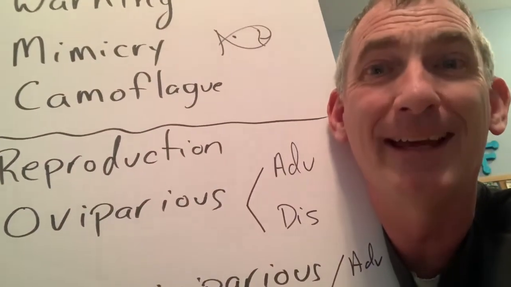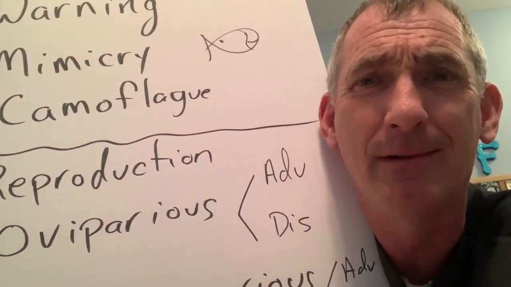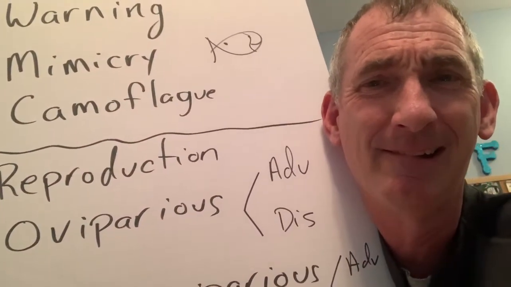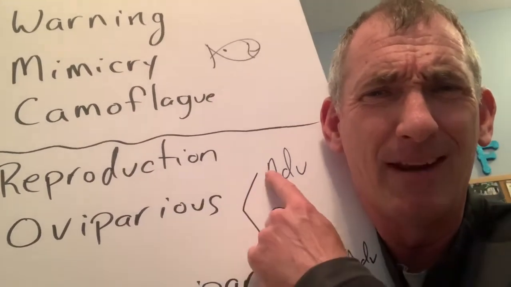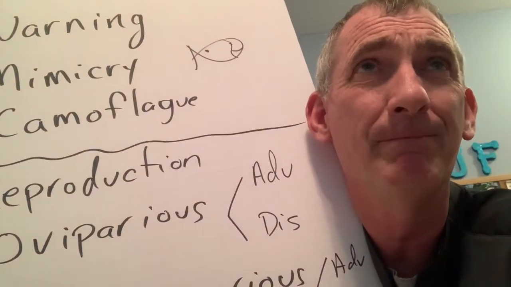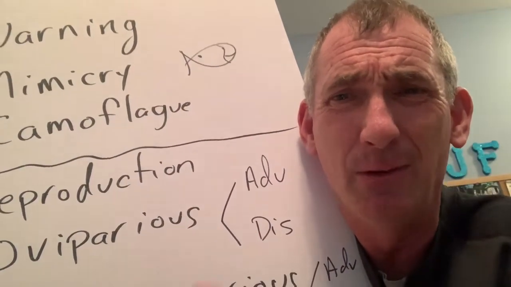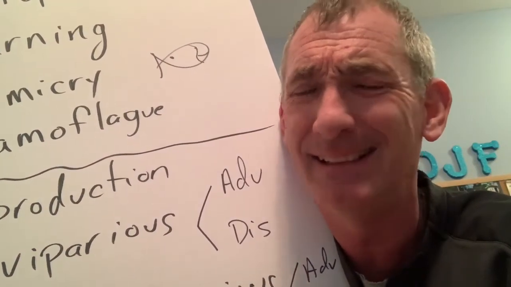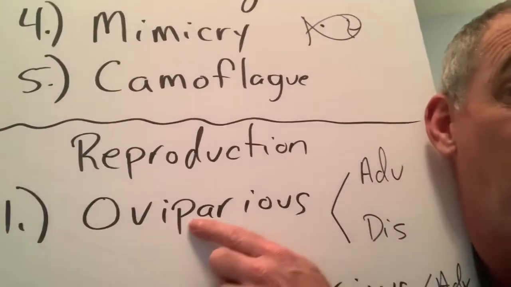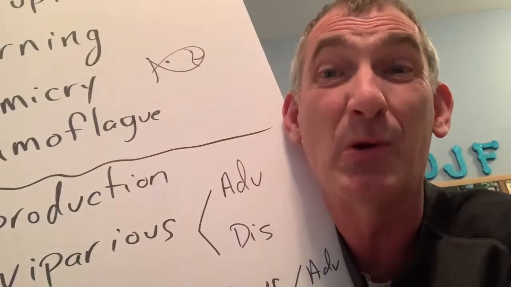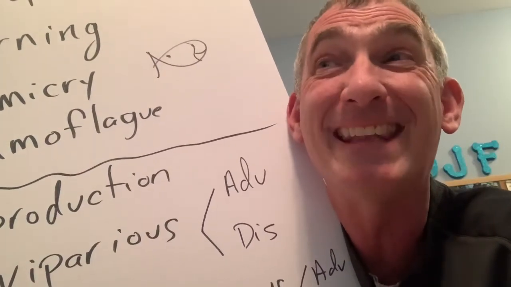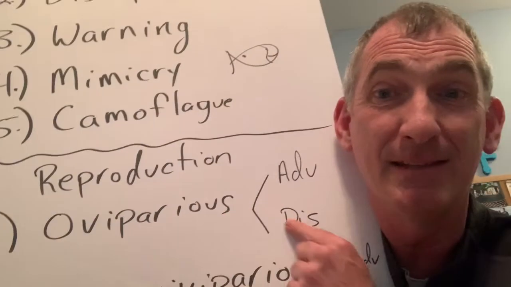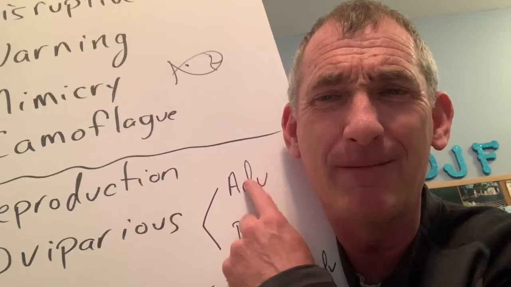Oviparous means you lay eggs. Classic example, the salmon. Advantages, disadvantages. Disadvantage would be, if you lay the eggs, something's just going to come out and eat the eggs. That's why fish that are oviparous don't lay like 10 eggs, they lay like 10,000 eggs. And then hopefully 9,990 of them get eaten, but 10 of them don't get eaten. Disadvantage, they get eaten.